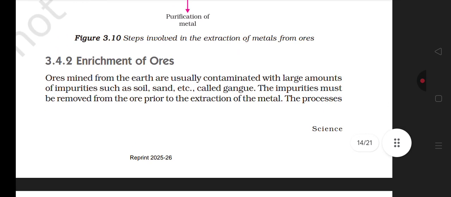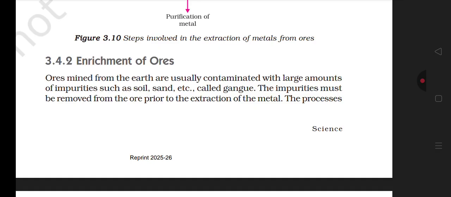Now enrichment of ores. What do you mean by enrichment? Ores mined from the earth are usually contaminated with large amounts of impurities such as soil, sand, etc., called gangue. The impurities must be removed from the ore prior to the extraction of the metal. Gangue is the waste, the impurities present in the ore. The processes used for removing gangue are based on differences between the physical or chemical properties of gangue and ore. Different separation techniques are accordingly employed.